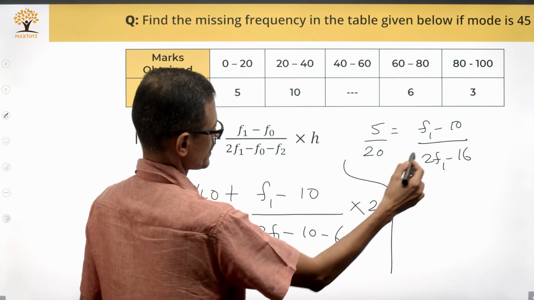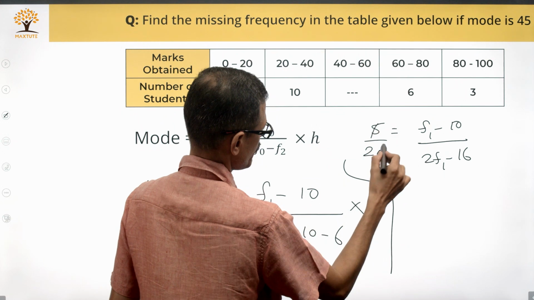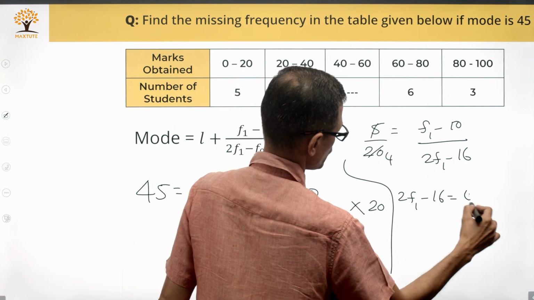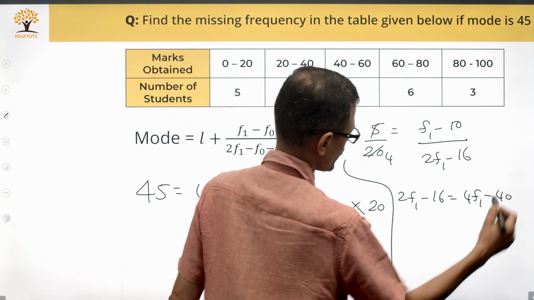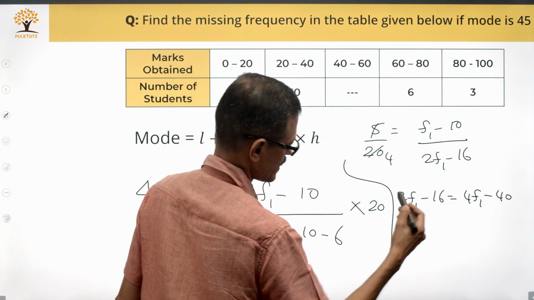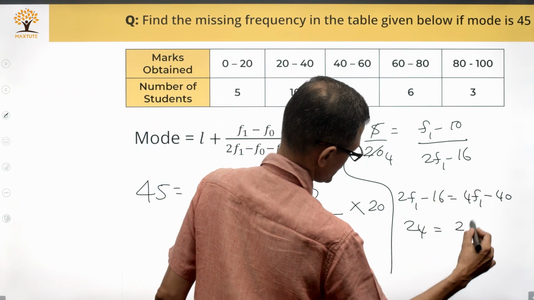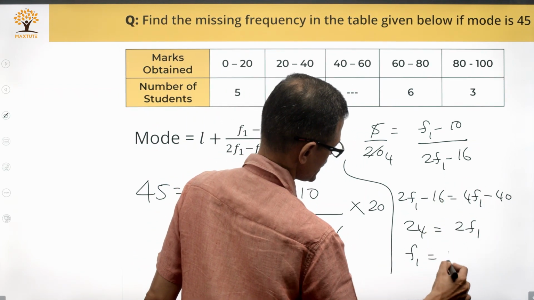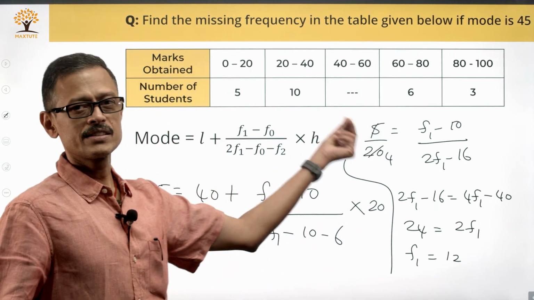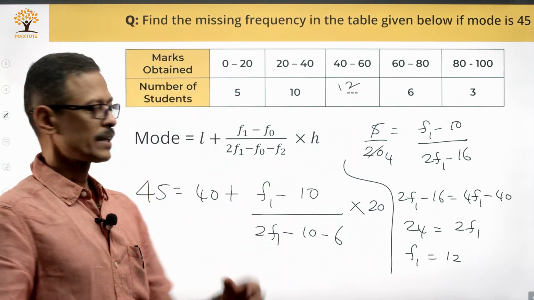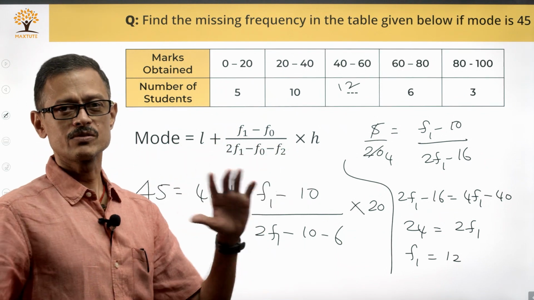Cross multiply and solve for this. So this is going to become 1 by 4. So 4 times (2F1 minus 16)... rather, 2F1 minus 16 is equal to 4F1 minus 40. Take the 40 to the left hand side, which will make it 24, is equal to 4F1 minus 2F1, which is equal to 2F1, or F1 is equal to 12. So the frequency of this class is equal to 12, which is what we are trying to find out, right? Straightforward if you know the formula and what each of these terms in the formula mean.